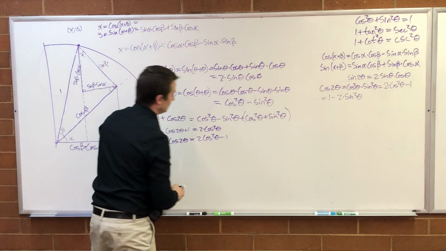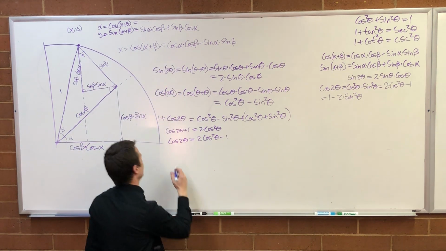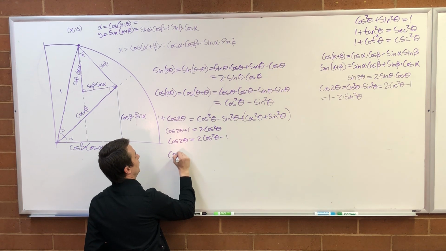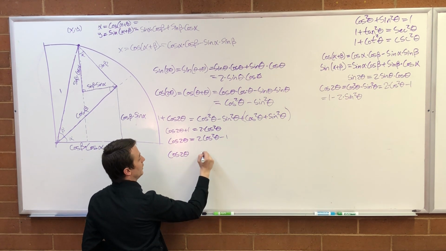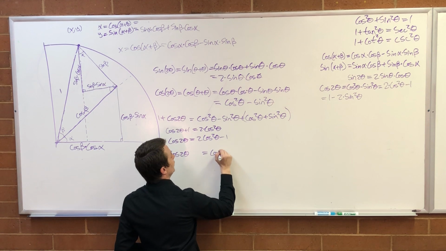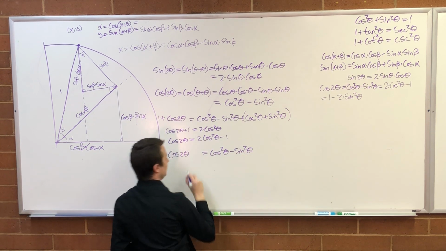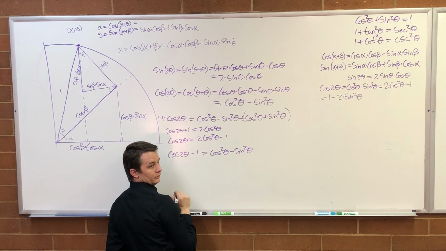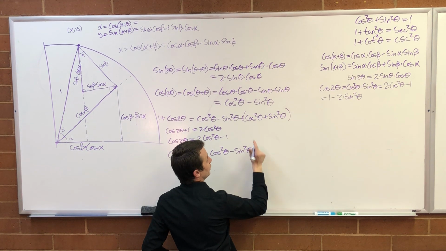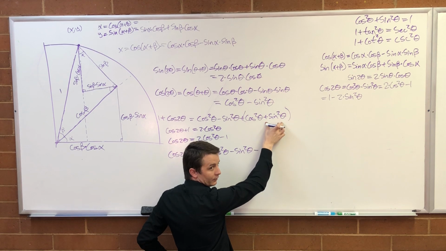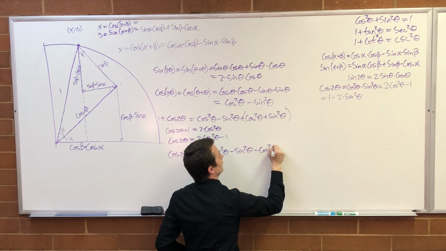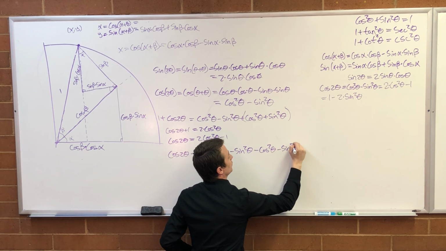Now we're going to do the exact same thing, except this time I'm going to subtract 1 from both sides. So I'll restart. Cosine of 2 theta, I know, is equal to cosine squared of theta minus sine squared of theta. Now I'm going to subtract 1 from both sides, and subtract cosine squared and subtract sine squared. You see how I subtracted 1 from both sides?